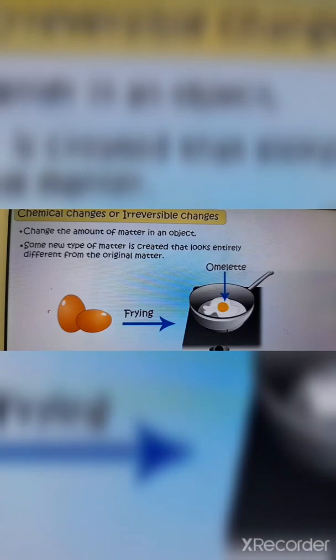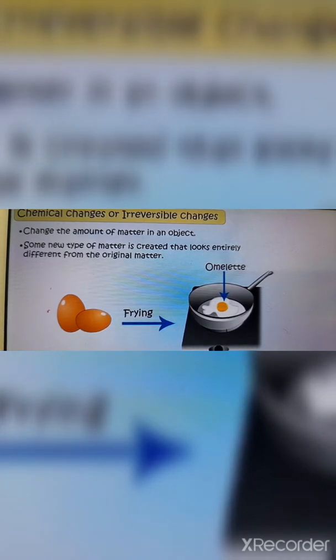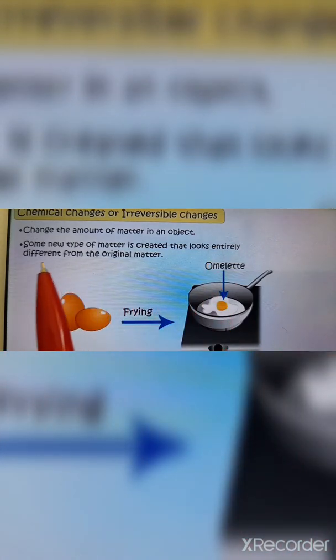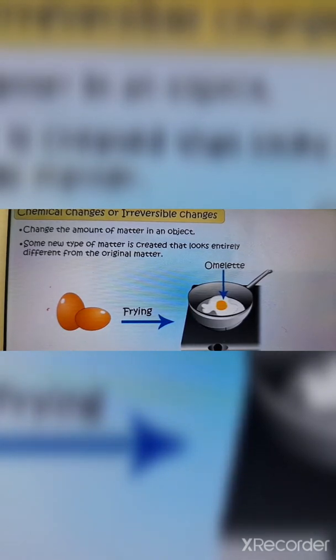Understood, children? So let's take an example of chemical changes. We know that in chemical changes, the matter in an object changes, and some new type of matter is created that looks entirely different from the original matter. So you can see the example of an egg. When we fry an egg, then we get a new substance, that is an omelette. Okay, it will not convert into an egg again. So it will totally change. That's why it's a chemical change.